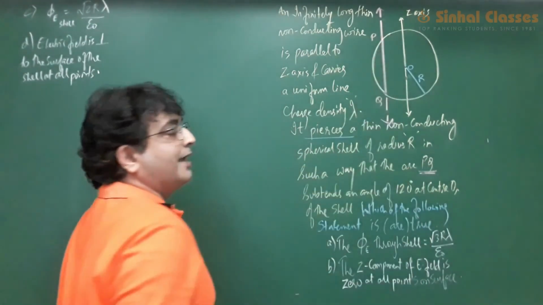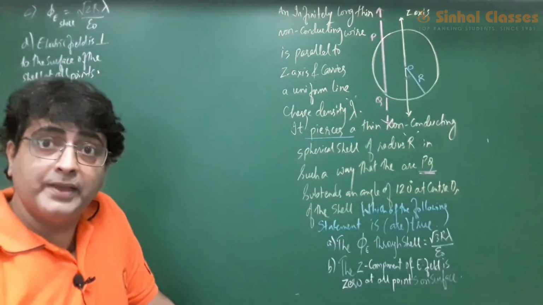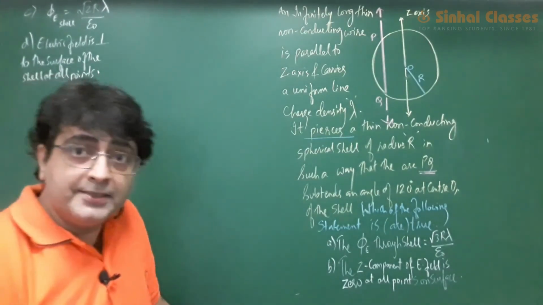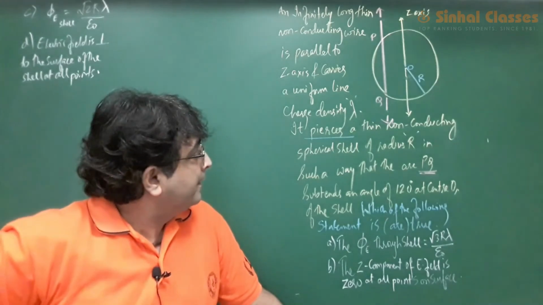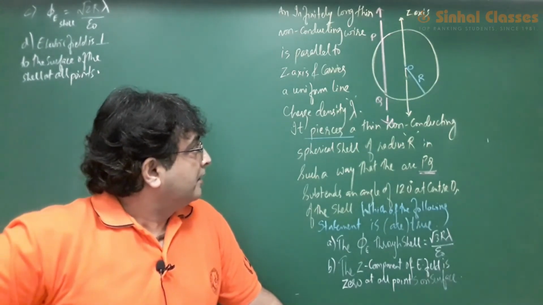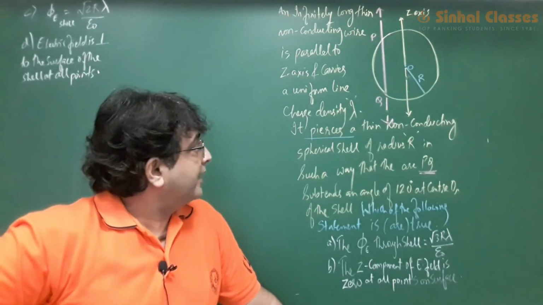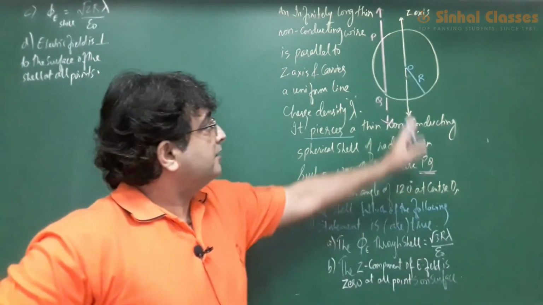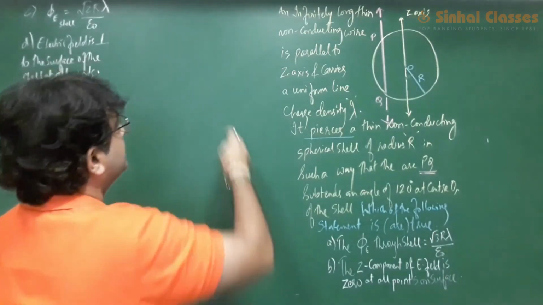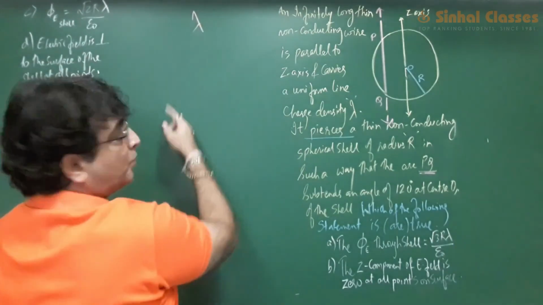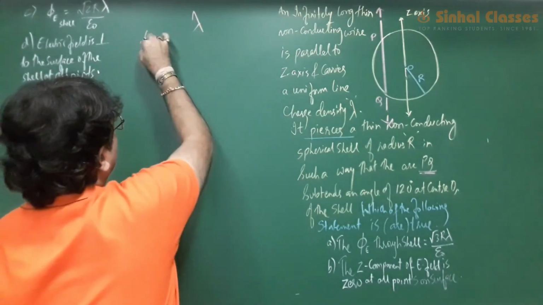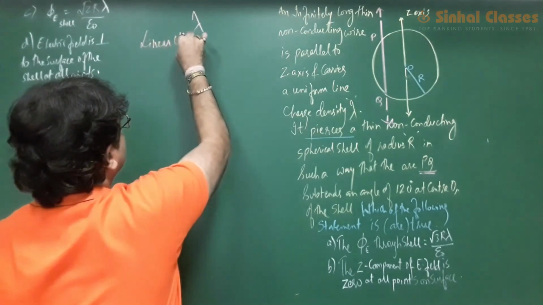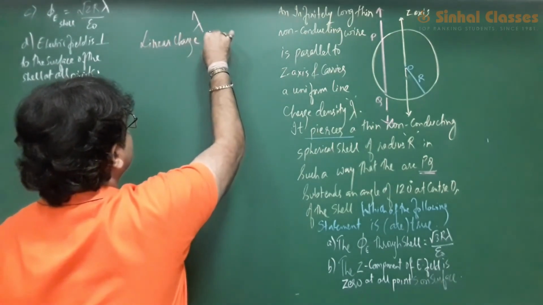Can I call PQ a chord of the same circle we consider? Yes. Is this particular thin wire of uniform line charge density? It has a charge on it, and what is the charge per unit length? That is lambda. What is lambda? It is simply called linear charge density, students.